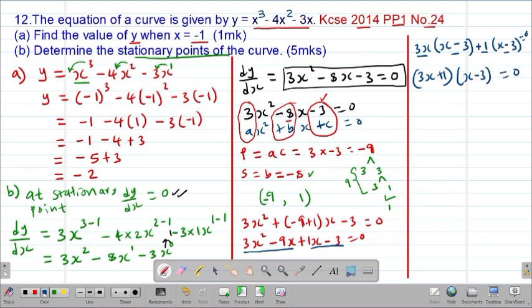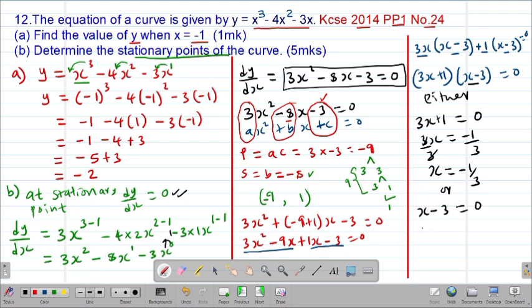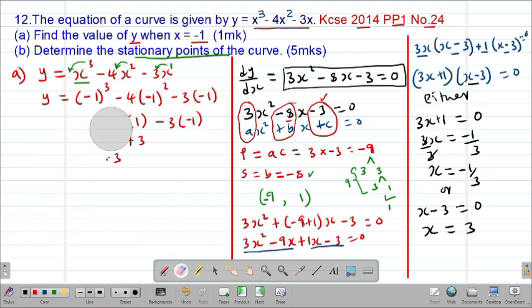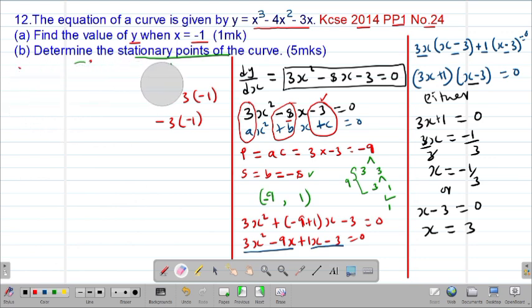So it means that the solutions will be, I'll say either 3x plus 1 is equal to 0, which simply means that 3x will be equal to -1, over 3 over 3. So this one simply means that my x will be equal to -1/3. Or the second bracket was x minus 3 is equal to 0, which means that x will be equal to +3. So those are the two possible values of x.